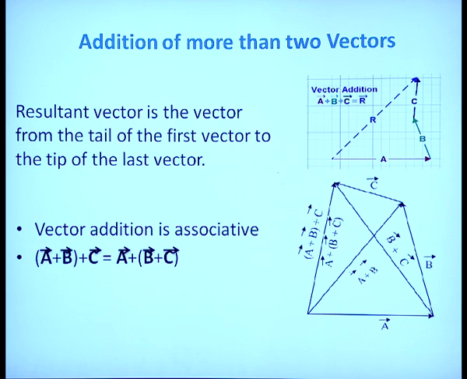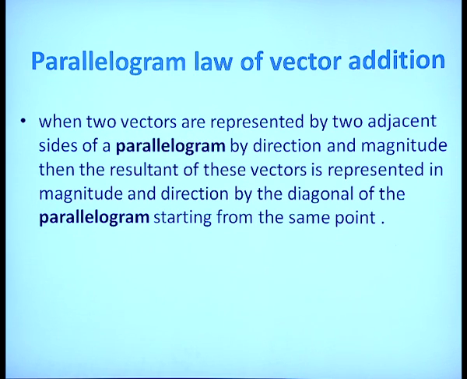Vector addition is also associative. That means A plus B plus C equal to A plus B plus C, with any grouping. This is all about triangle law of vector addition. Another law is parallelogram law of vector addition. So, what is parallelogram law of vector addition?